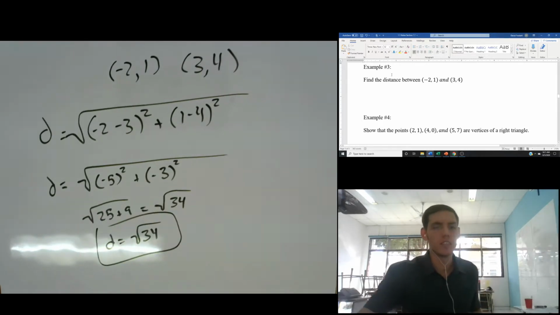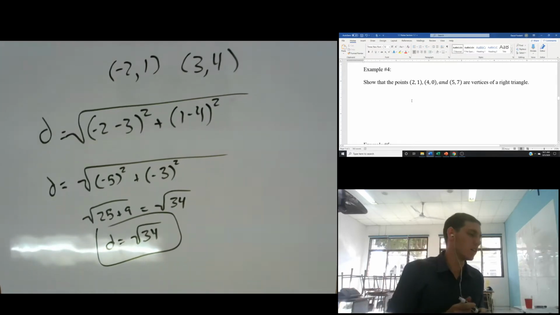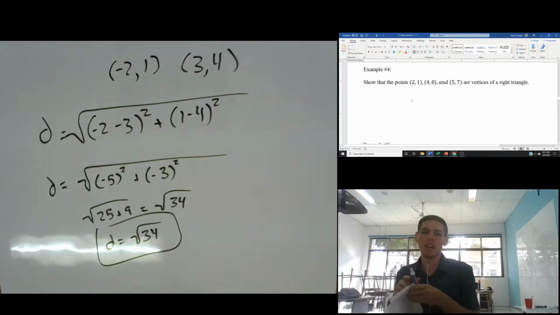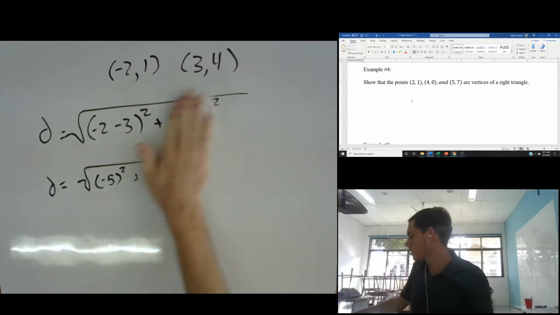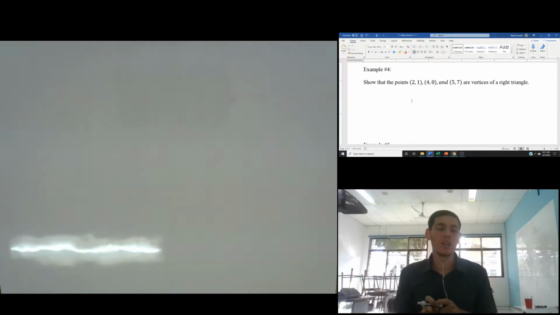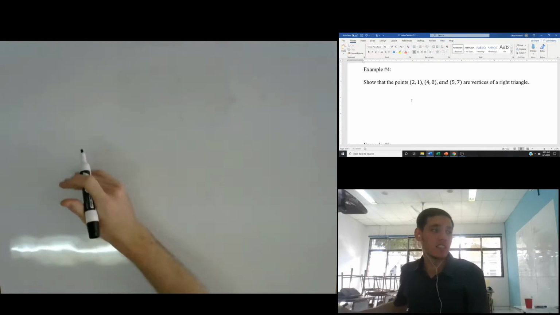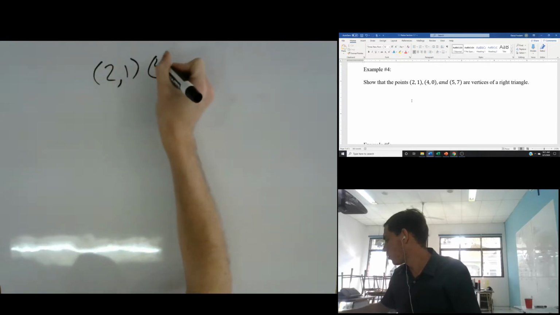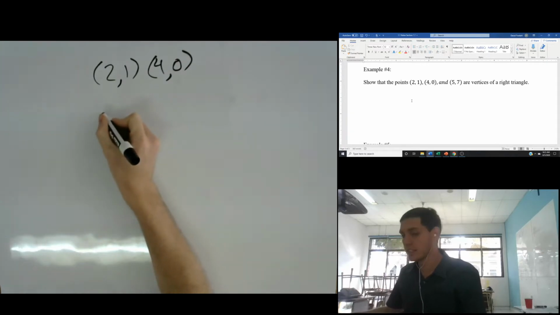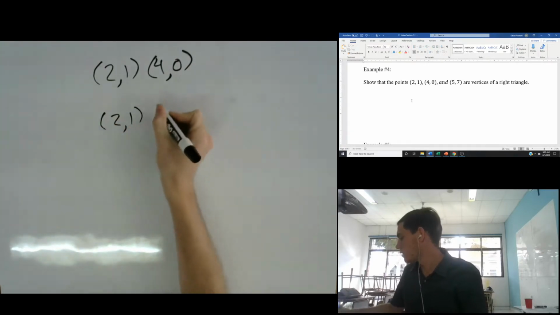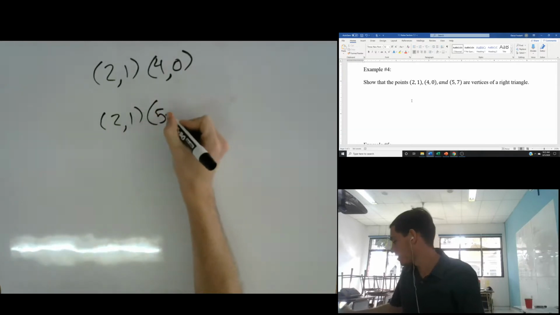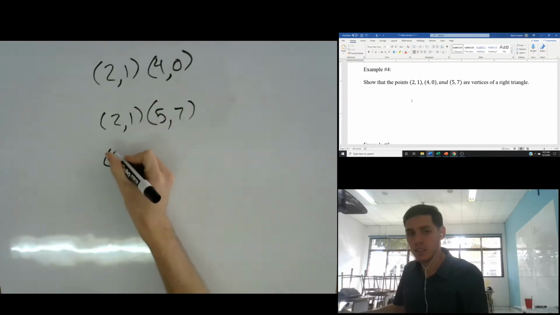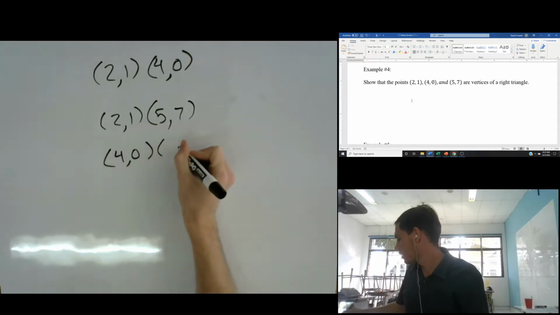Now let's go to example 4. We're going to talk about the vertices of a right triangle and showing that it's a right triangle. The easiest way to show that it is a right triangle is to show that the Pythagorean theorem fits. So we're going to have the distances between the points (2, 1), (4, 0), and (5, 7). You cannot do distance in your head.